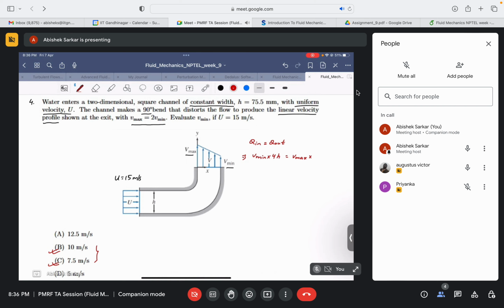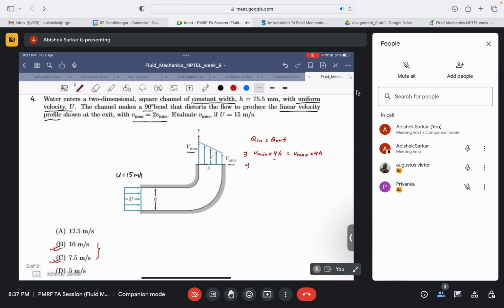Okay, let me ask, since I'm also very confused. Where does this 4h term come from? It's a constant with the square channel, sir. So the cross-sectional area I took as 4H. But the area of cross section of a square channel would not be 4h, right? It would be h squared. Its perimeter is 4h, but area is h squared. However, it gets cancelled on both sides.